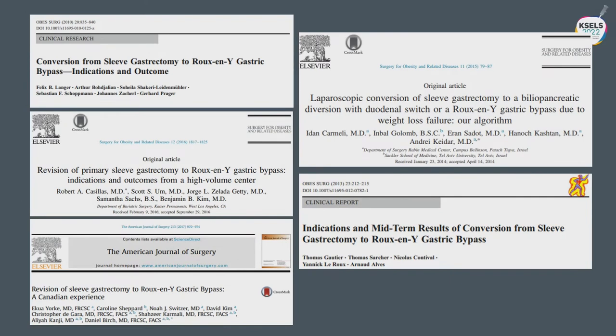Fortunately, we have enough data from before. From 2012 and 2017, similar data was there. That means sleeve to bypass for the weight loss failure patient is not a good option for revisional procedure.